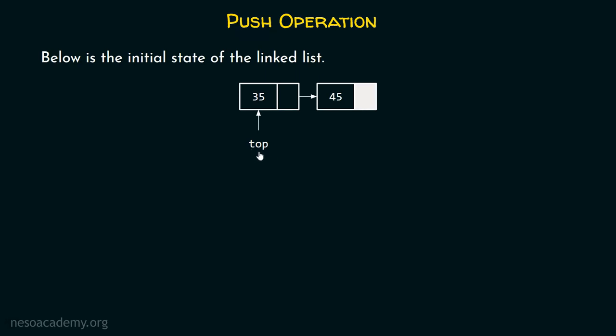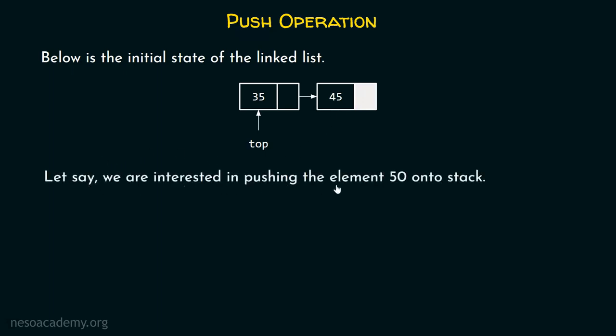And you can see that the top pointer is currently pointing to the first node of this linked list. This means this is the topmost element of the stack and this is the second topmost element of the stack, right? Let's say we are interested in pushing the element 50 onto the stack. How do we push this?